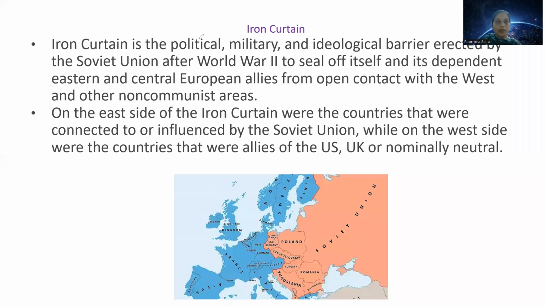Next, we'll see about the Iron Curtain. What is the Iron Curtain? It is the political, military, and ideological barrier erected by the Soviet Union after World War II to seal off itself and its dependent Eastern and Central European allies from open contact with the West and other non-communist areas. On the east side of the Iron Curtain, there were countries connected to or influenced by the Soviet Union. On the west side, there were countries. What are those countries? They are the allies of the US and UK. They are nominally neutral.